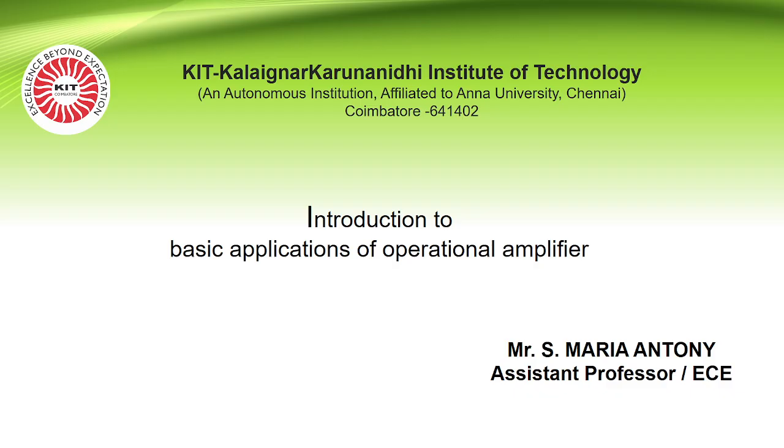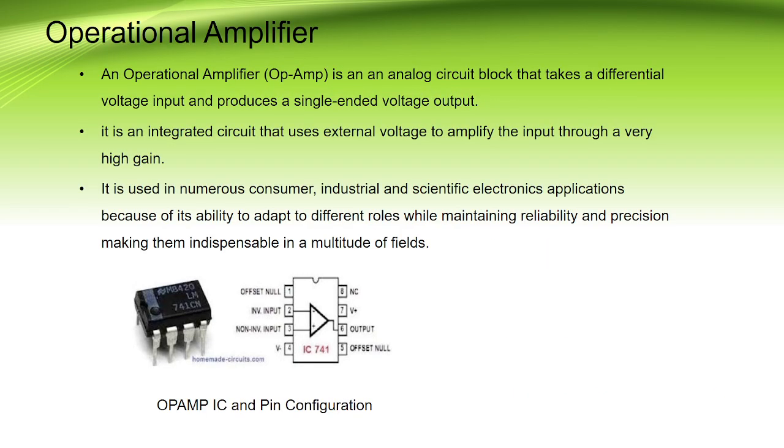Today's video lecture is about Introduction to Basic Applications of Operational Amplifier. An operational amplifier is nothing but an analog circuit block that will take a differential input and produce a single-ended output voltage. It is an integrated circuit that uses an external voltage to amplify the input through a very high gain. It is used in numerous consumer, industrial, and scientific electronic applications because of its ability to adapt to different roles while maintaining reliability and precision, making them indispensable in a multitude of fields.